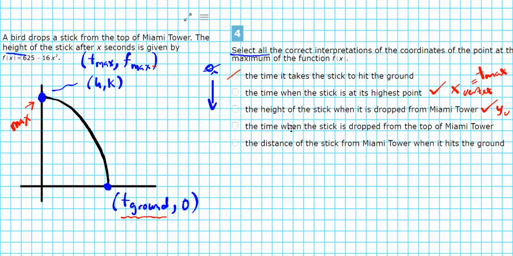Option 4, the time when the stick is dropped from the top of the tower. So when or where was the stick at the time it was dropped? It was at the maximum. So this is another way of writing the x vertex, your T max also. So this one is also the x coordinate of the vertex, which is the time when the stick was at its maximum. Just a different way of saying it. Last option, the distance of the stick from the Miami Tower when it hits the ground.